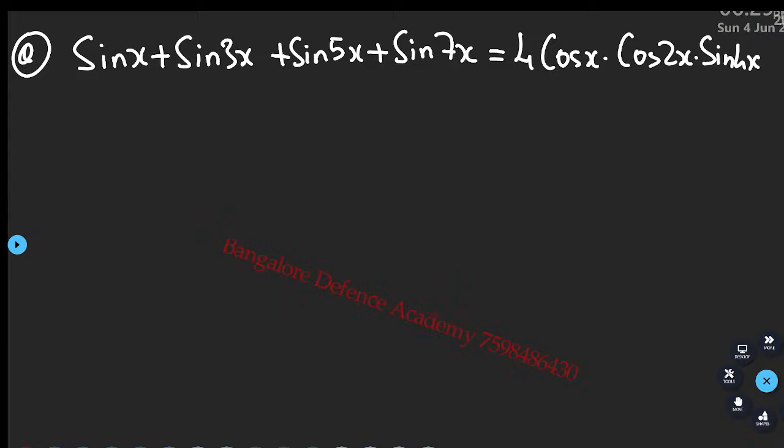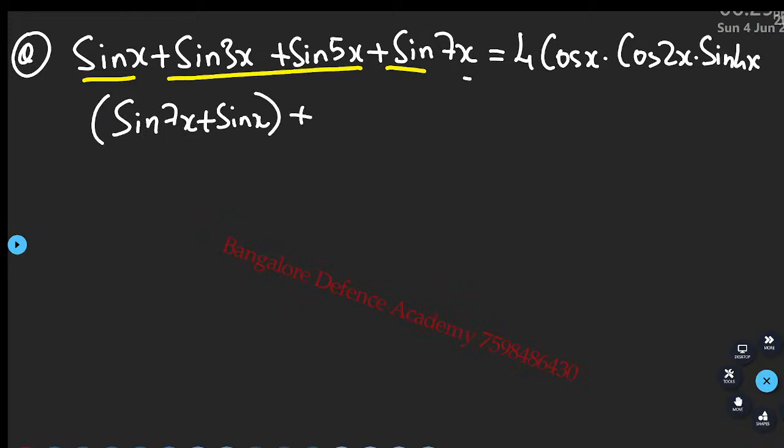Look at this. I am going to arrange this properly first. Sin x and sin 7x I will take together. So I will take it like this: sin 7x plus sin x. You put this in a bracket. Next, what is remaining? These two. So I will take sin 5x plus sin 3x. This is also in a bracket.